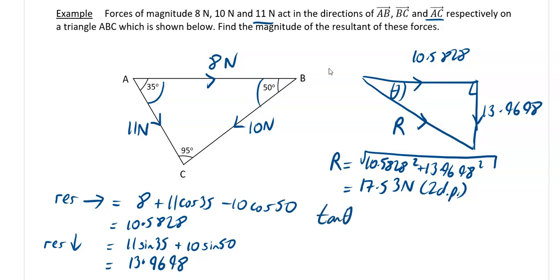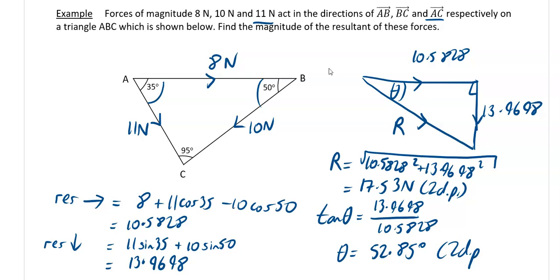Your tan theta is going to be equal to opposite over adjacent, remember, so 13.9698 divided by 10.5828, which means your theta is equal to 52.85 degrees, again to 2 decimal places.